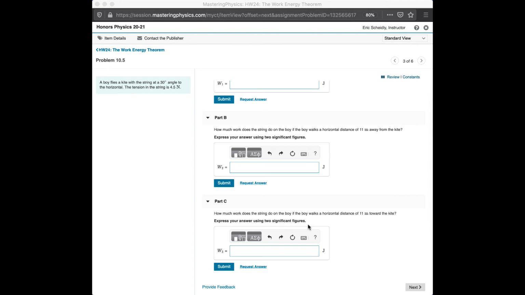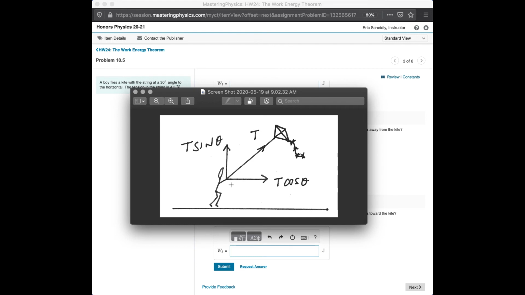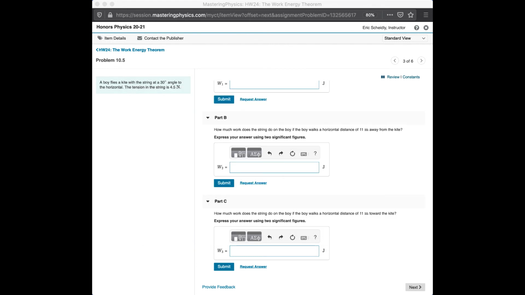How much work does the string do on the boy if he walks the same distance toward the kite? Well, it's going to be the same work, except this time the force of the kite, T cosine theta, is in the direction the boy is traveling, and so that T cosine theta will do positive work, so it'll be T cosine theta times 11.